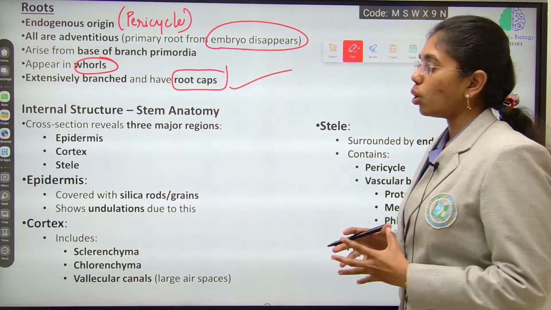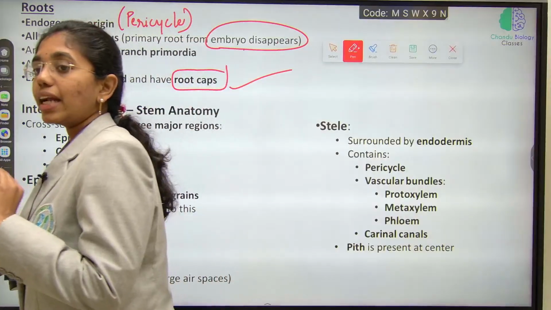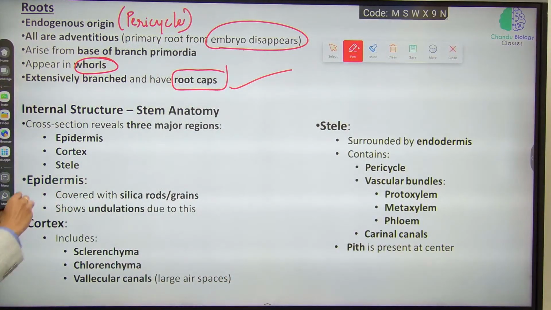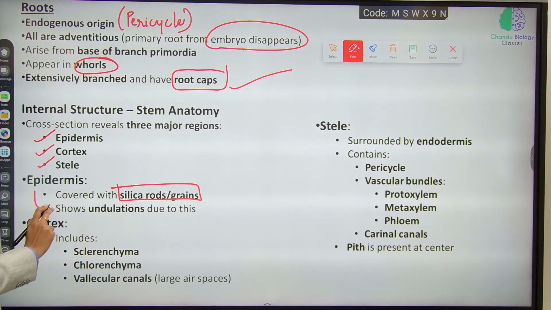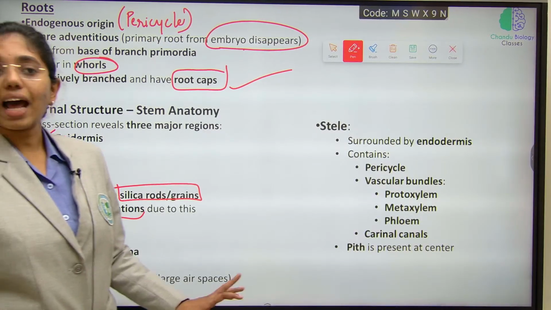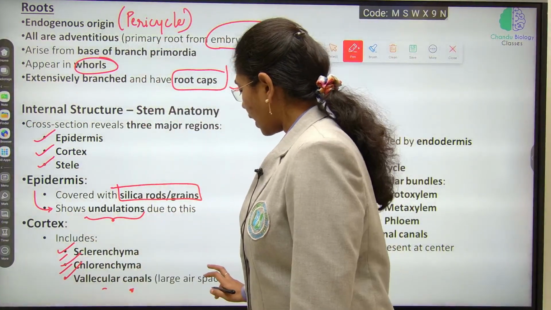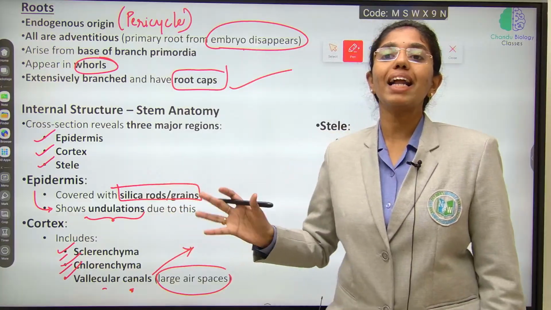Now let us go to the internal structure or stem anatomy of Equisetum. If you take a TS, transverse section or cross section, you can see three major regions: epidermis, cortex and stele. Epidermis will have silica depositions and it shows undulations. Undulations are present. And in the cortex region, three major regions are present, where it is differentiated into sclerenchyma, chlorenchyma and vallecular canals. Vallecular canals are large air-spaced canals. These are present in between vascular bundles and they facilitate the function of conducting water and minerals.